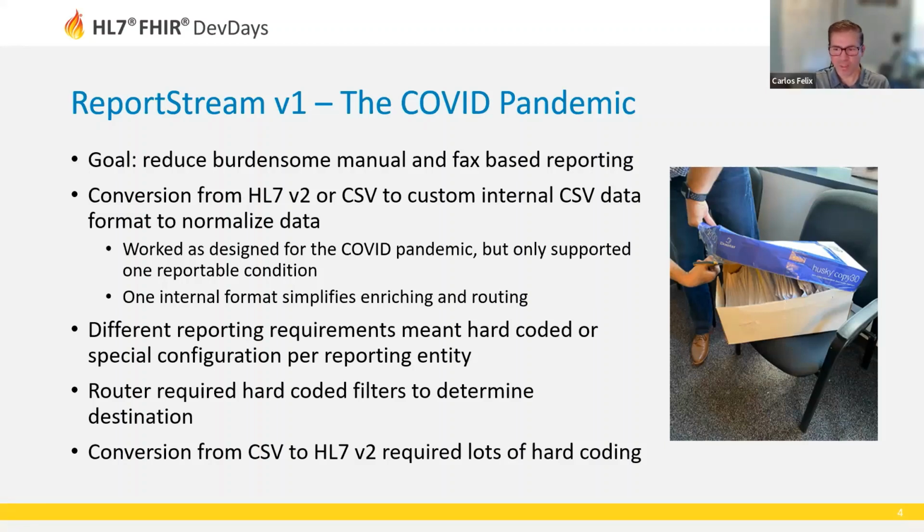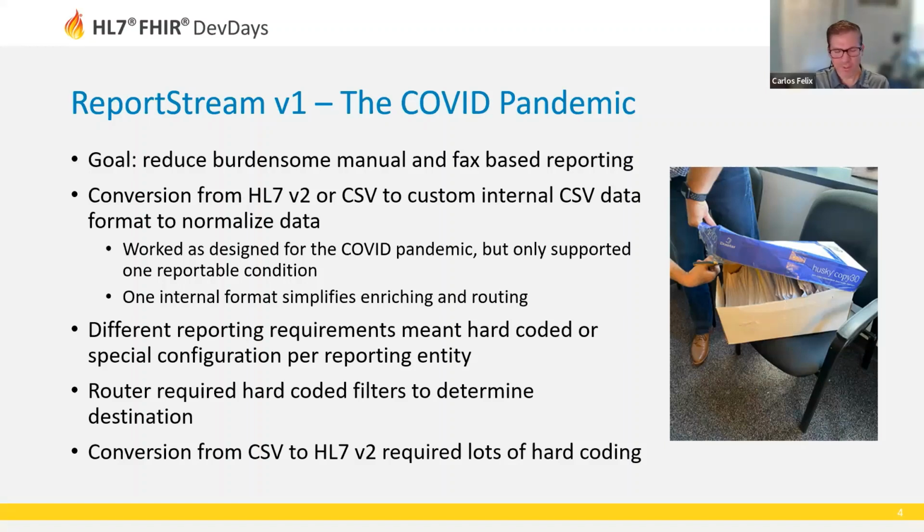How was this accomplished? Well, ReportStream version 1. The system converts HL7v2 and CSV data and normalizes it to an internal CSV format. Normalizing the data into one format allowed us to enrich and route the data regardless of the original input format. Of course, there were limitations, but the system was working as designed for the COVID pandemic, but only supported one reportable condition per report.